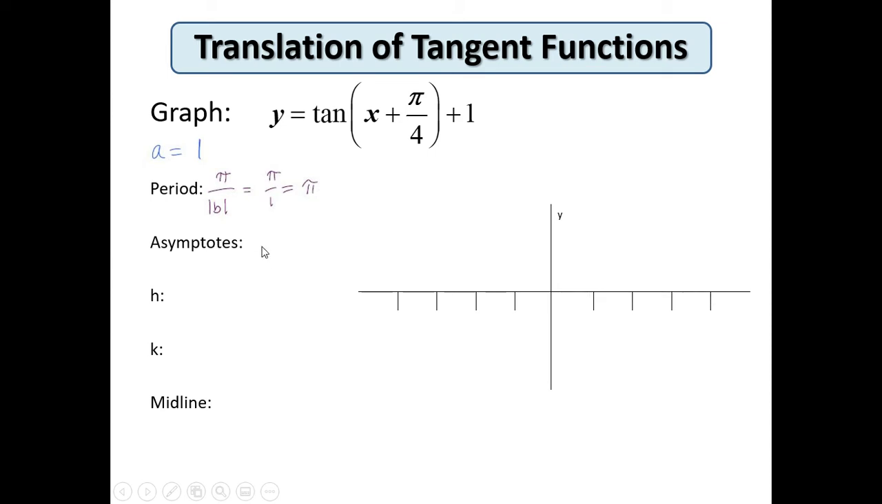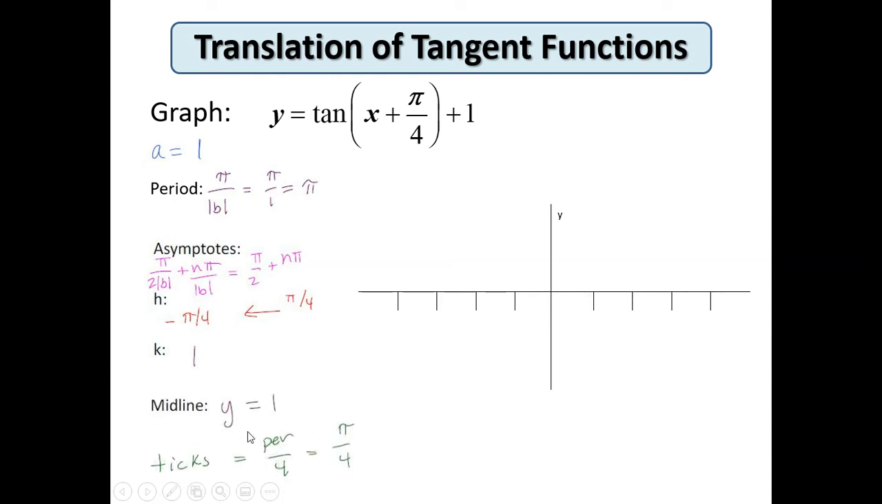My asymptotes, where is cosine going to be equal to 0? Remember this equation from last class? Pi over 2 times the absolute value of b, which is just 1, plus any number of n pi over b. So it's going to be pi over 2, and then every pi after that. My h is negative pi over 4, so it's going to be a shift of pi over 4 to the left. My k is 1, so my midline is now y equals 1. And the tick marks are at, my period is pi, so pi over 4.